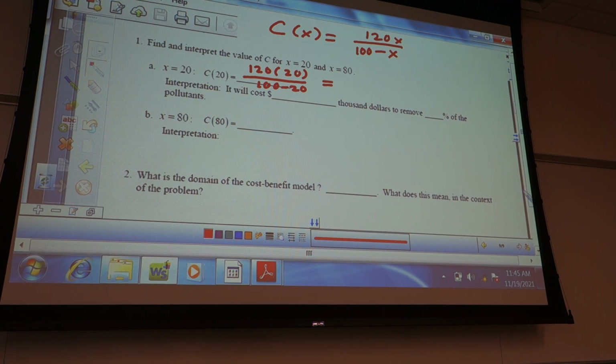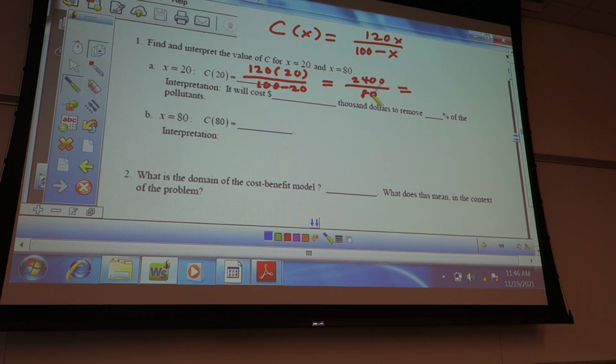All right, so what did folks get? What did you get for the numerator? 120 times 20. 2,400. And then the denominator is 80. So if I divide those, the zeros will cancel out a little bit, and then 24 divided by 8 is 3, so that's 30. Okay, so that's my cost.